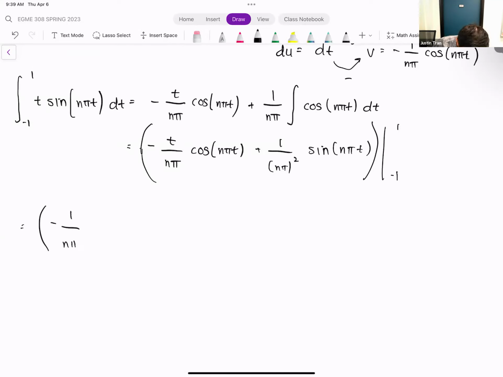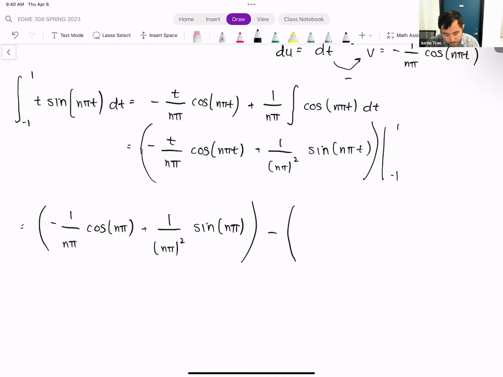-1 over n pi cosine of n pi, plus 1 over n pi squared sine of n pi, minus, then we have a -1 times -1 over n pi, that's +1 over n pi cosine of n pi plus 1 over n pi squared sine of minus n pi. All I did for that step is plug in the integration bounds.